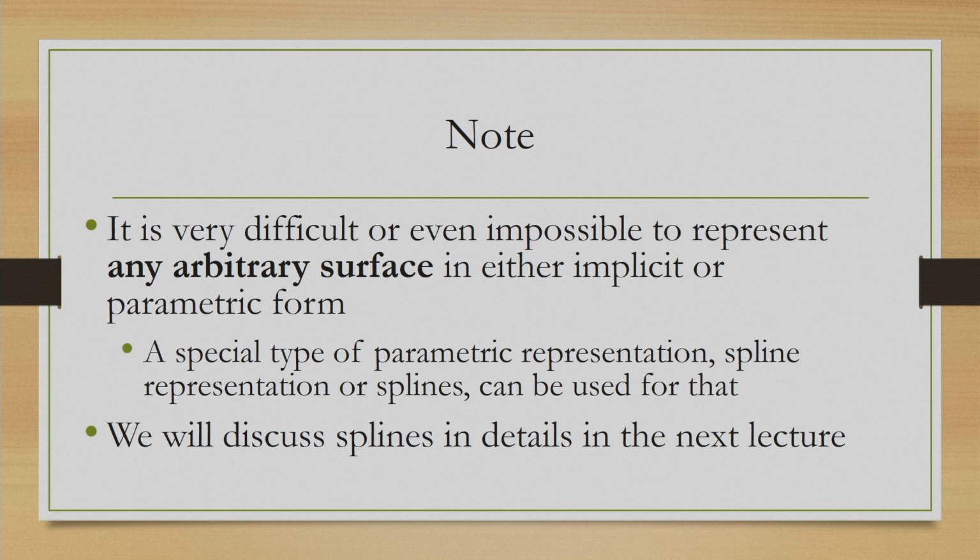Now, these are some techniques that we have discussed. However, it is very difficult or even impossible to represent any arbitrary surface in either implicit or parametric form. The functions that we have already seen are quite complex in themselves, but still there are other surfaces which are indeed very difficult to represent using such equations. So, in order to represent such surfaces, we use a special type of parametric representation called spline representation or splines. These splines we will discuss in more detail in the next lecture.